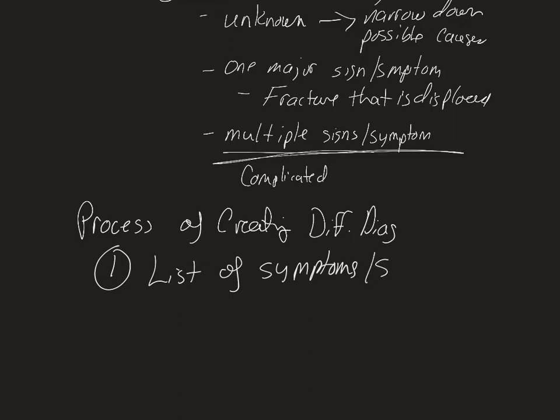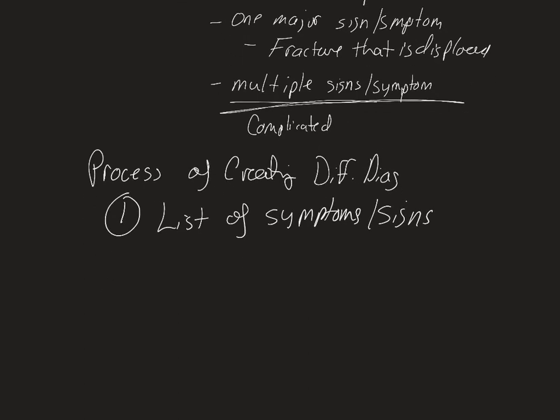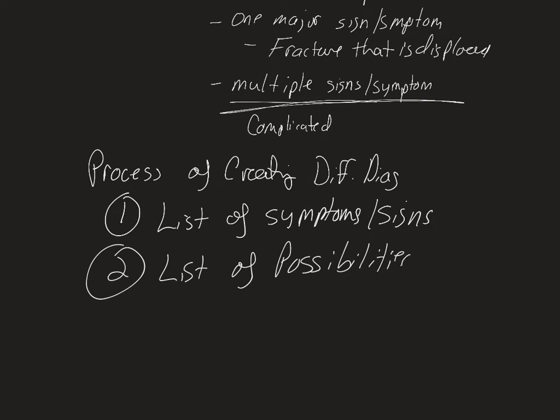Then you're going to take that list, and the next step is going to be to make a list of possibilities. And this list should be pretty broad, okay? So you're going to start, obviously, with the most obvious causes. But then you're going to also include the things that are less likely as well, okay?